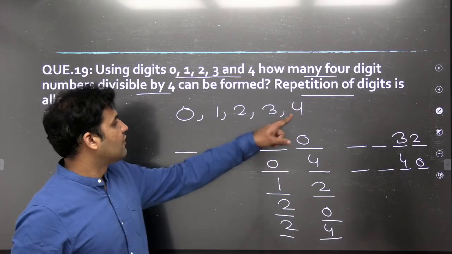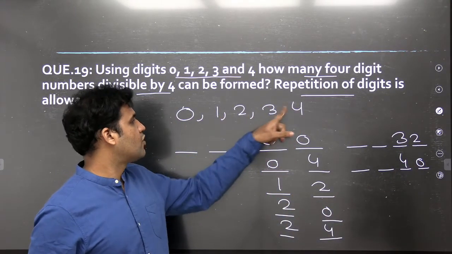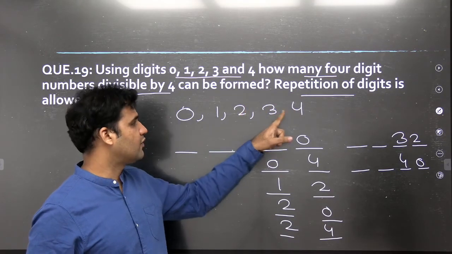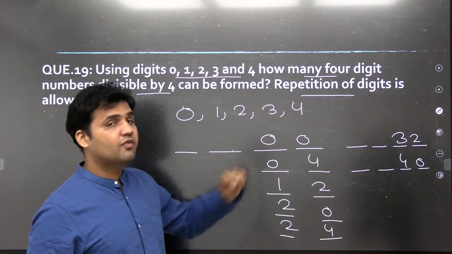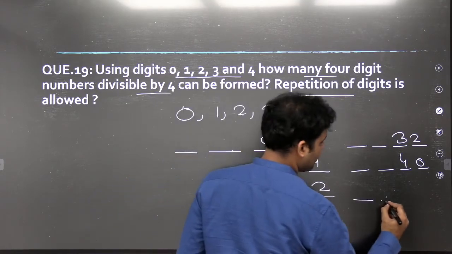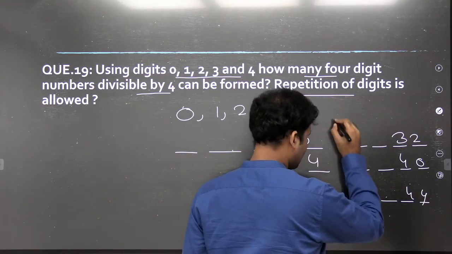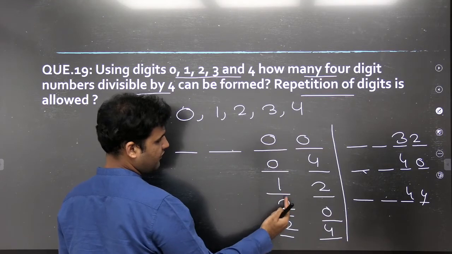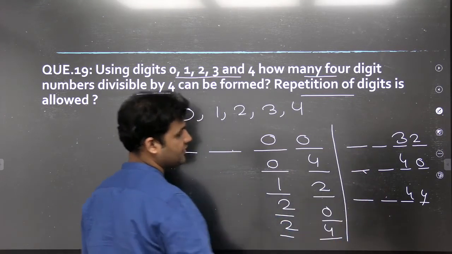Okay. 4, 1 is possible? No. 4, 2 is possible? No. 42 is not a multiple of 4. 4, 3 is possible? No. 4, 4 is possible, right? So 44 is possible. So these are the number of cases. 1, 2, 3, 4, 5, 6, 7, 8 cases.